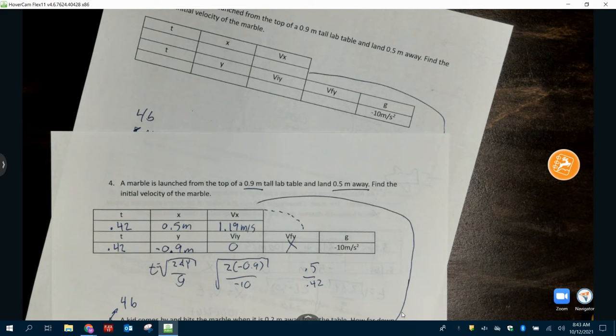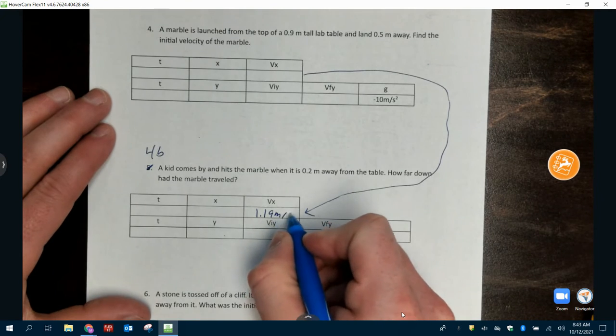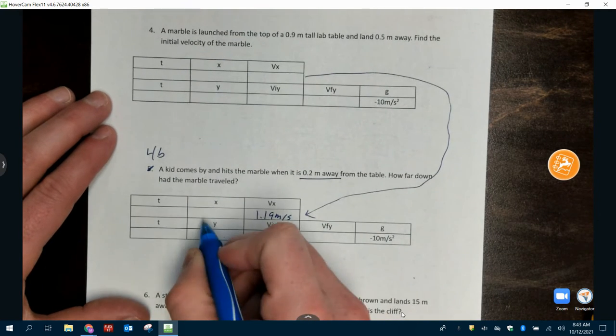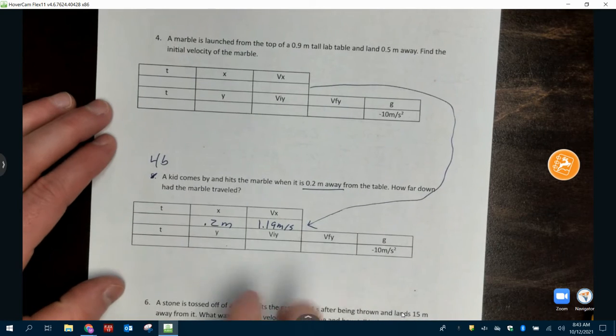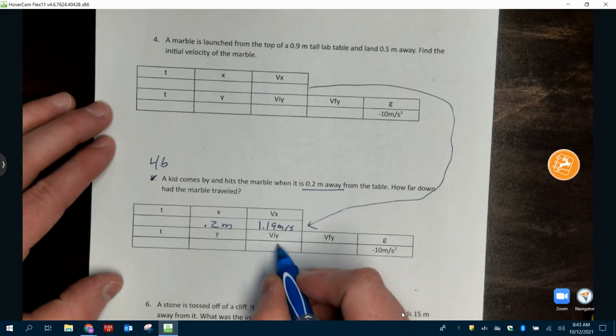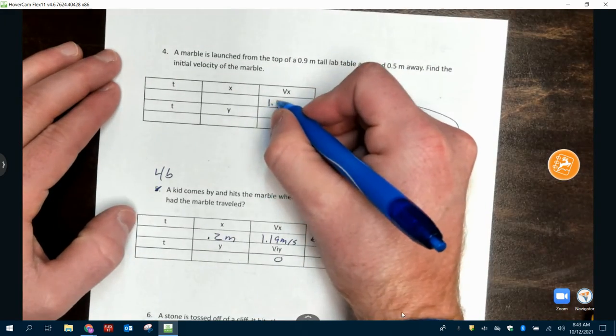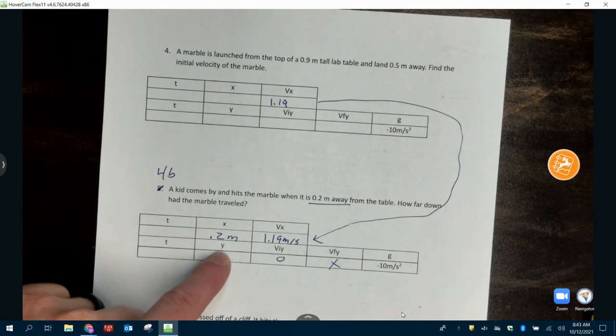On 4B, did you get this part right? You got the 1.19 or 1.2? I got 1.2. Okay, that's fine. You're going to use that number for your Vx. So this is 1.19 meters per second, 0.2 away. You should have these two things. Now you can get time. They're the same time. Then you can get y, because this is zero and we don't care about that.